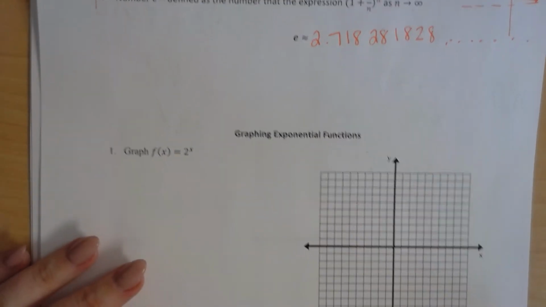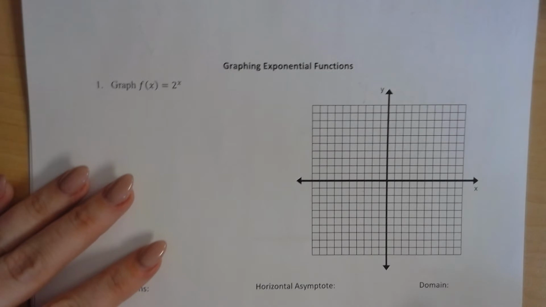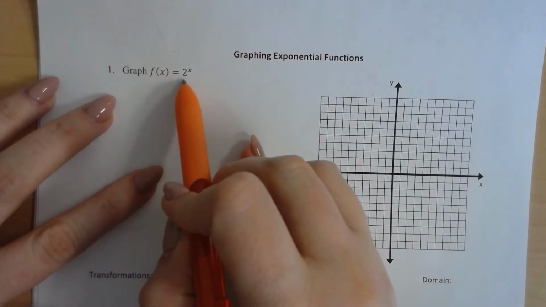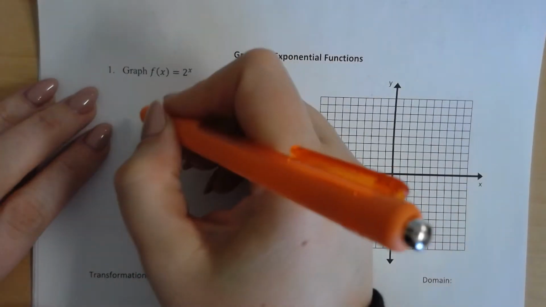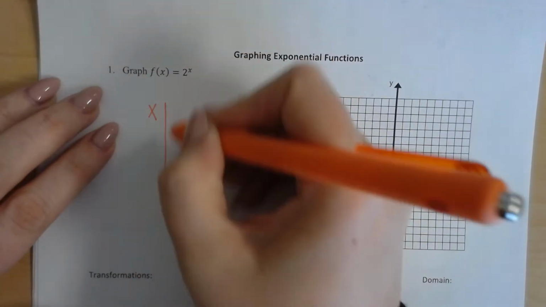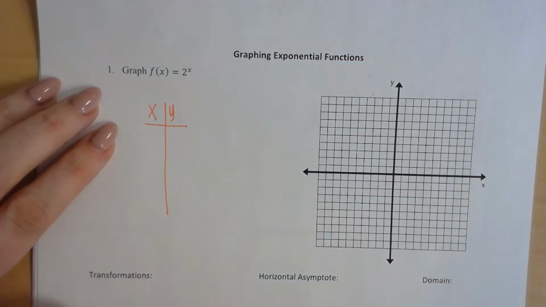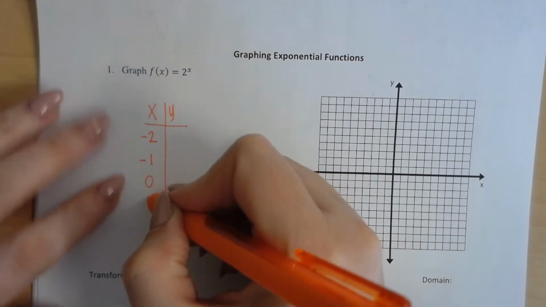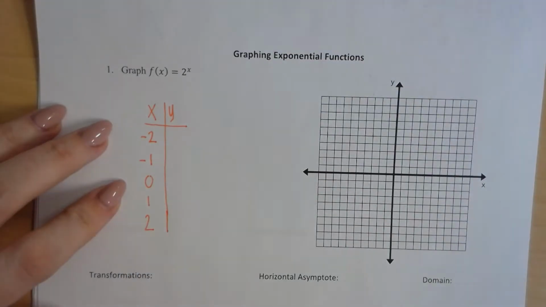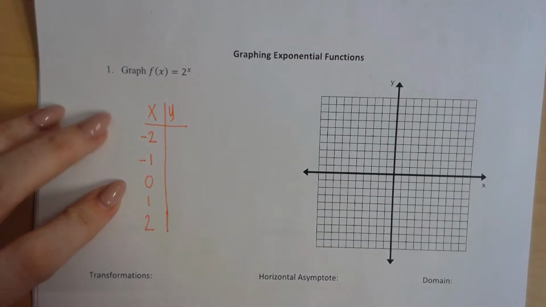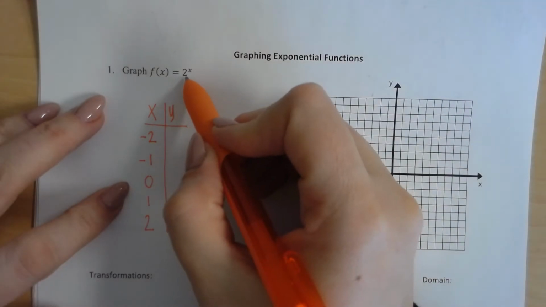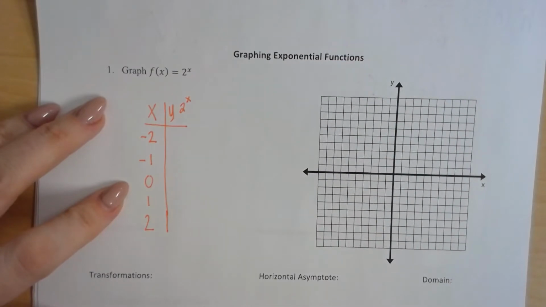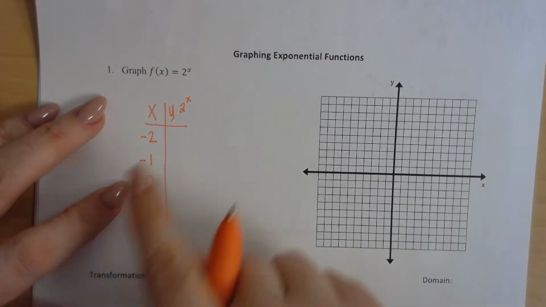So the first thing we're going to do is graph. We're going to start with a very basic function. So we've got f of x equals 2 to the x power. Okay, so we're going to create an xy chart to graph this. Our x values are going to be -2, -1, 0, 1, 2. Okay, and then the y values are coming from the base. So because the base is 2 to the x, we're going to make the y values based on 2 to the x.